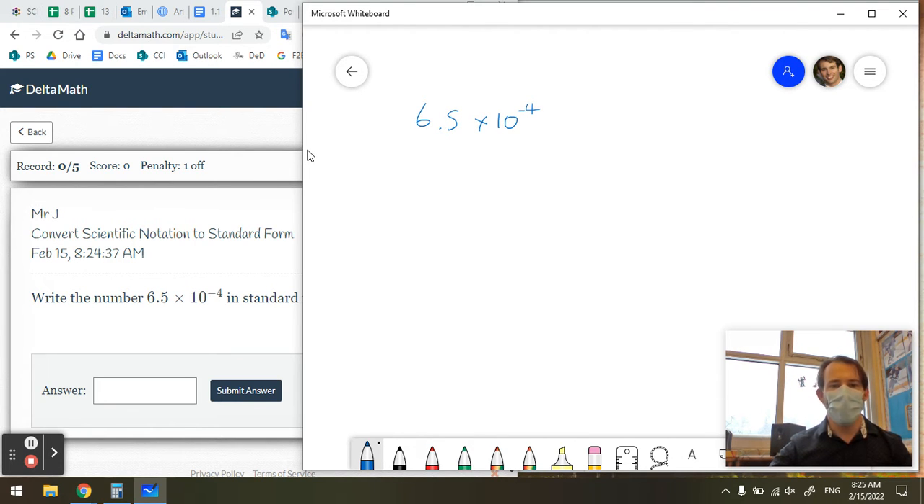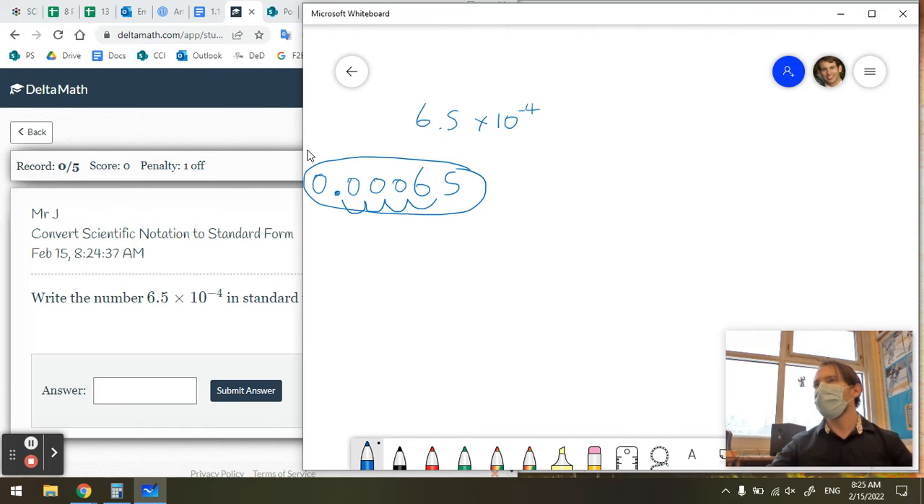And then on my scratch paper, I'm going to go 6, 5, and I'm going to take the decimal place and go 1, 2, 3, 4. Okay, I need some zeros. 1, 2, 3. I'm going to put the decimal place there. I'm going to put an extra 0 for clarity. There's my answer. 0.00065.